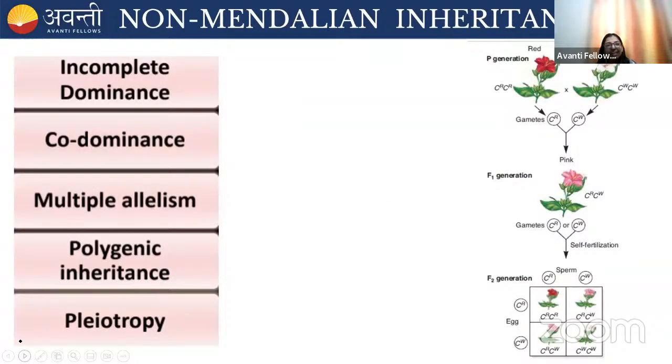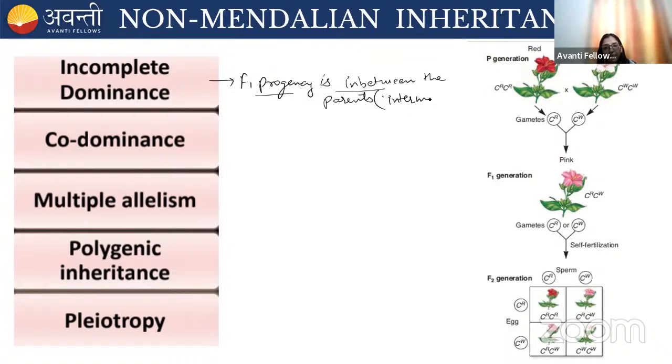Next one is non-Mendelian inheritance. These are the exceptions to Mendelian inheritance. First one is incomplete dominance. In incomplete dominance, the F1 progeny is in between. Or we also call it intermediate.